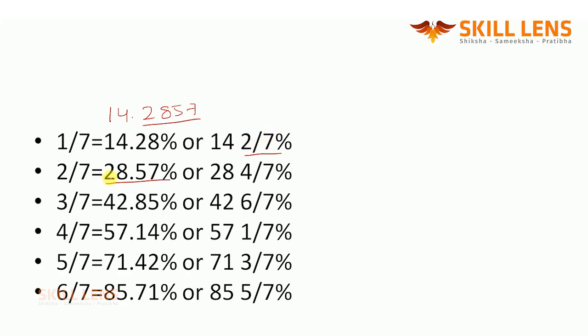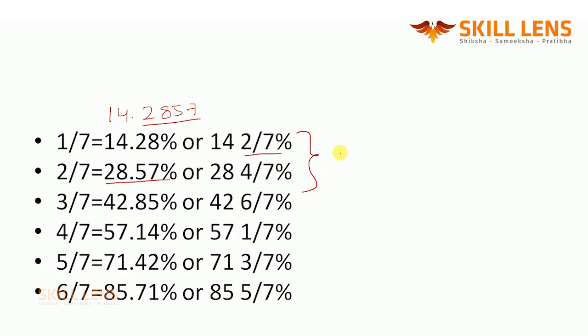2 by 7. On the same note, 2 by 7, 28.57. So what is 57? 57 is nothing but 4 by 7. Yes or no? Okay. So 14 is 2 by 7, 28 is 4 by 7, 42 is 6 by 7.